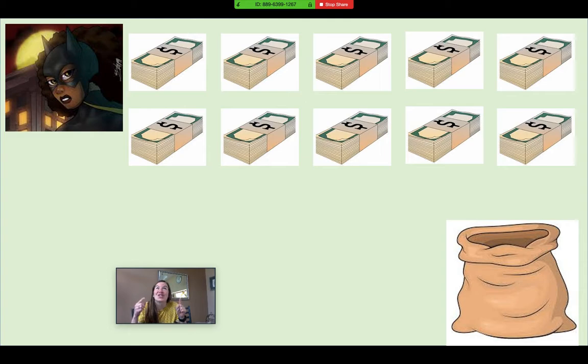So then she skip counted backwards. Did you know that you can skip count backwards? Yeah. I was blown away when she showed me what she did.